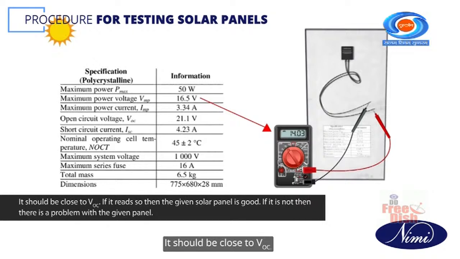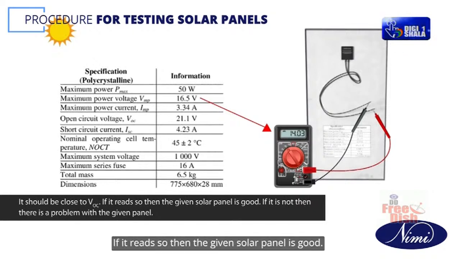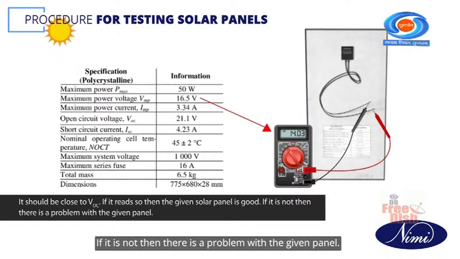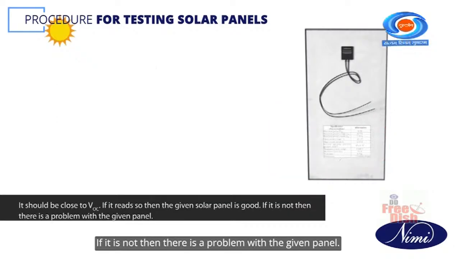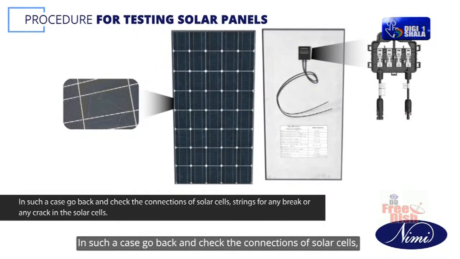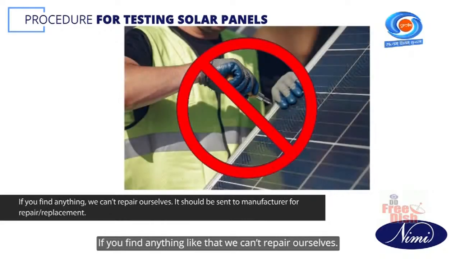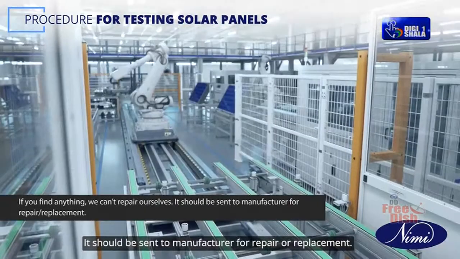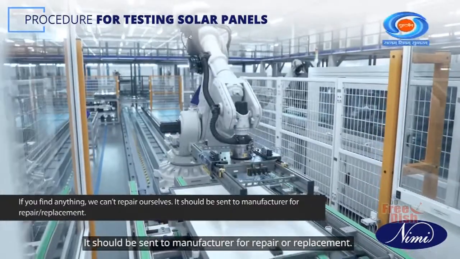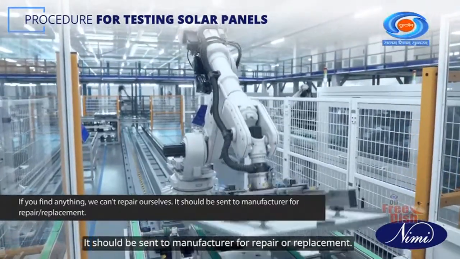It should be close to VOC. If it reads so, then the given solar panel is good. If it is not, then there is a problem with the given panel. In such a case, go back and check the connections of solar cell strings for any break or any crack in the solar cells. If you find anything like that, we can't repair it ourselves. It should be sent to the manufacturer for repair or replacement.